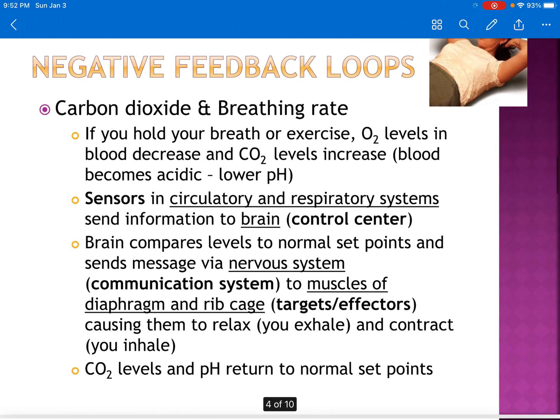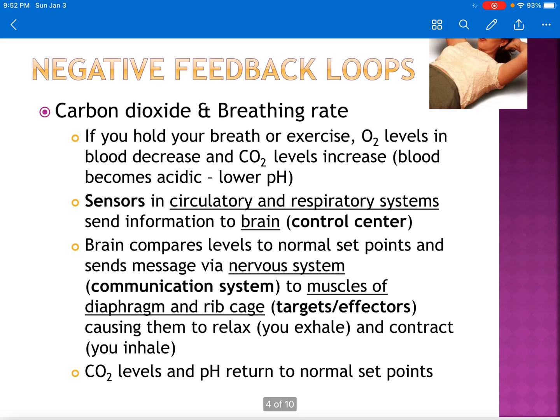So let's look at an example in living things. Well, remember we talked about some of the different variables that your body tries to always maintain homeostasis with. Some of them include your gases, your carbon dioxide levels and your oxygen levels in your body. And so one of the things we're going to look at here is carbon dioxide and how that affects your breathing rate. So if you, for example, tried to hold your breath for a while, or if you just started exercising a lot, both of those instances, your O2 levels in your blood are going to decrease, and your CO2 levels, your carbon dioxide levels, are going to increase.